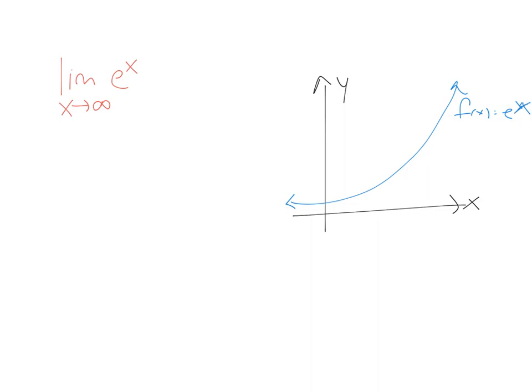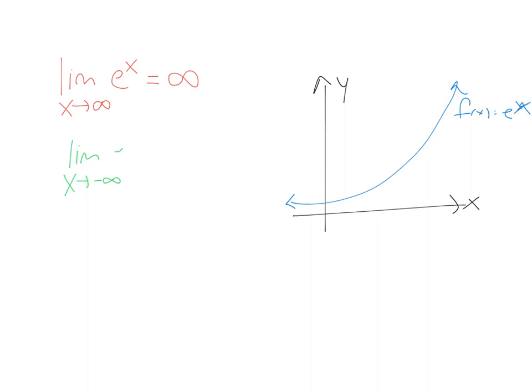Now notice that as x approaches infinity, if we were to follow along the function, as x gets really, really large, our function values also continue to get really, really large. So we can say that this limit is equal to infinity.